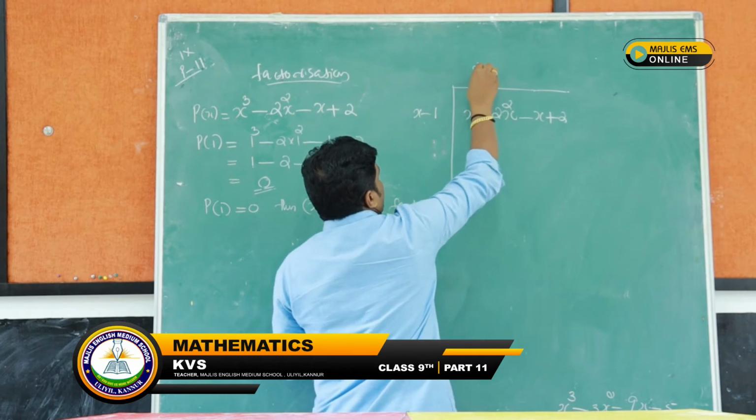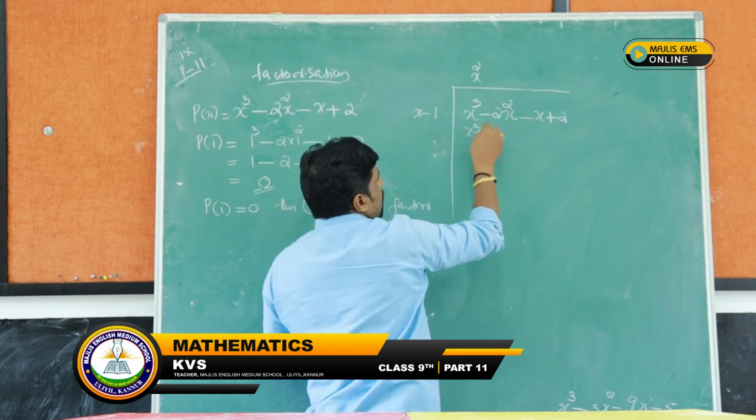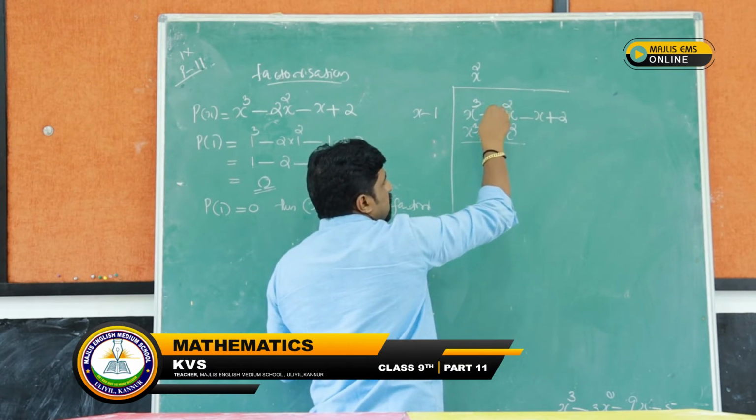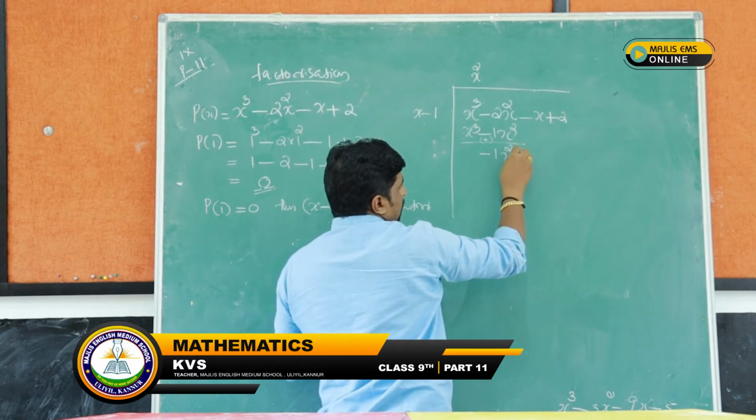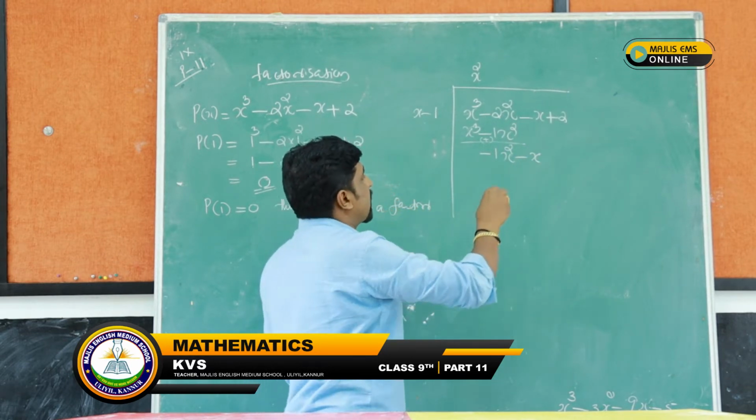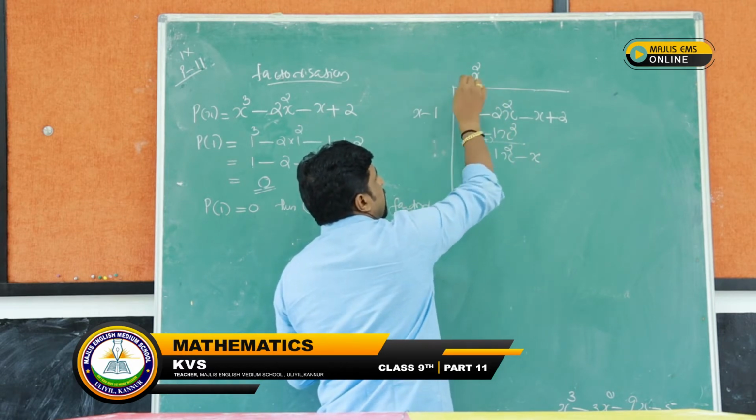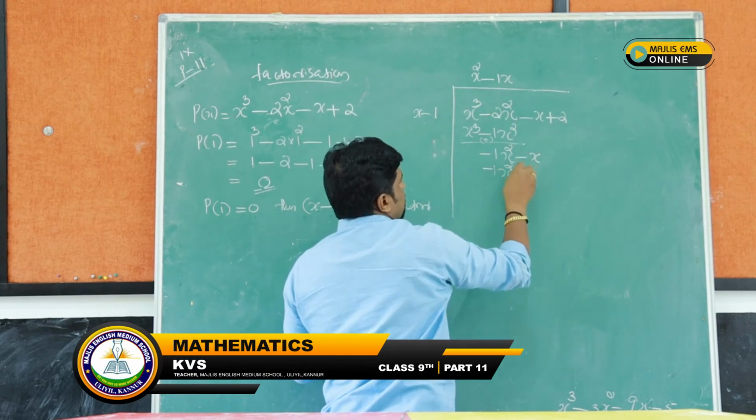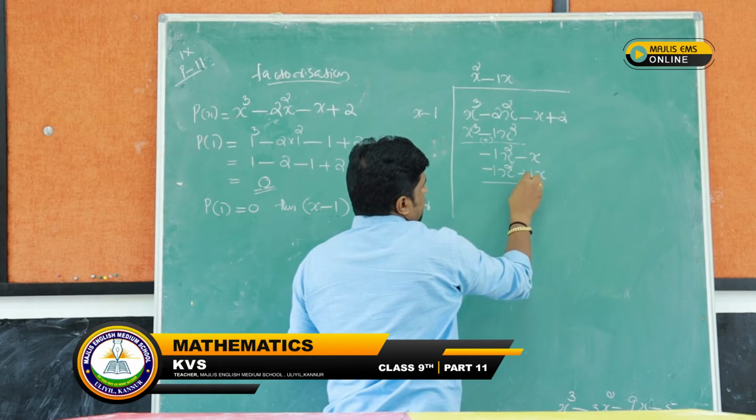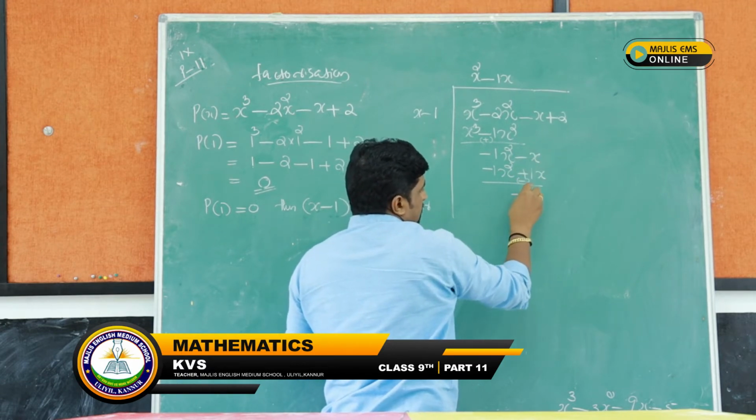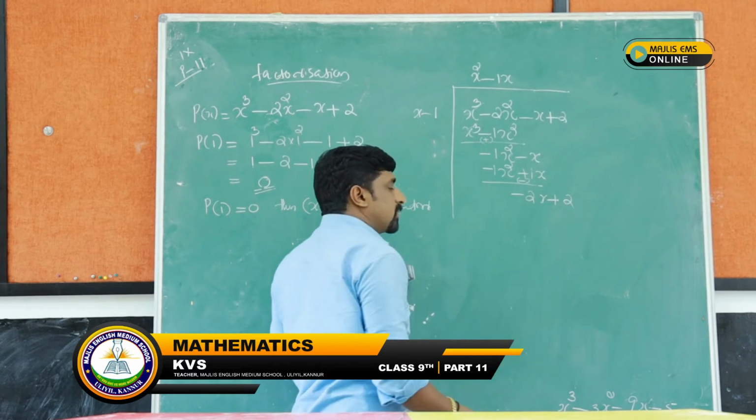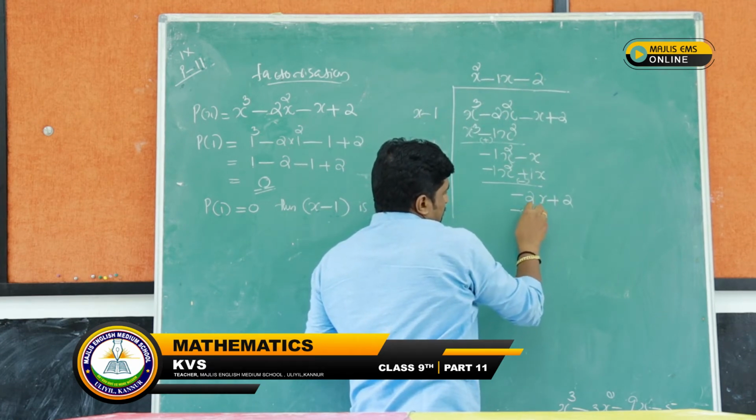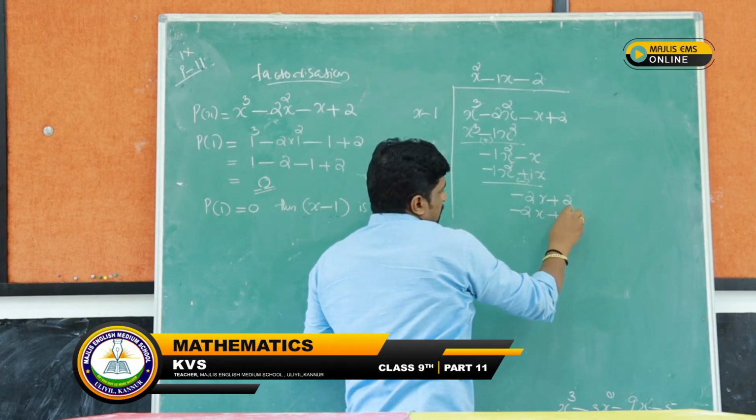Therefore x square into x is x cube, x square into minus 1 is minus x square. X cube cancels, and minus 2 plus 1 becomes minus 1x square, next term minus x. Then minus 1x square divided by x is minus 1x; minus 1 into x is minus 1x square, and minus into minus is plus, that is plus 1x. Again change the sign: minus x, that is minus 2x plus 2. Then minus 2x by x is minus 2. Minus 2 into x is minus 2x, minus 2 into minus 1 is plus 2.